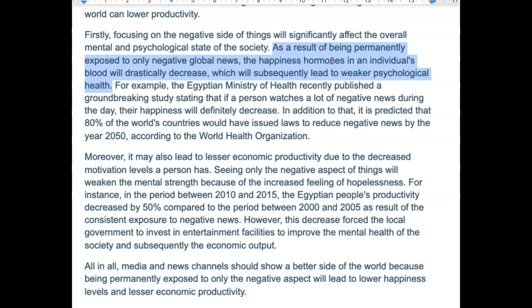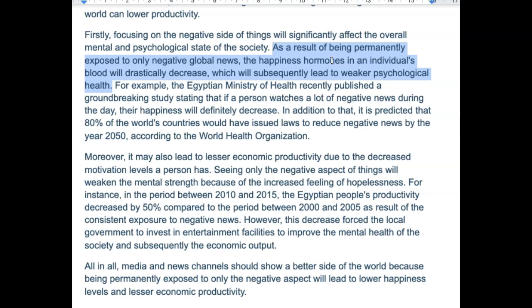and simple arguments. For example, the Egyptian Ministry of Health recently published a groundbreaking study, beautiful, stating that if a person watches a lot of negative news during the day, their happiness will definitely decrease. Okay, good. In addition to that, it is predicted that 80% of the world's countries would have issued laws to reduce negative news by the year 2050, according to the World Health Organization. Beautiful. Well done. We've got that nice sentence at the end as well.